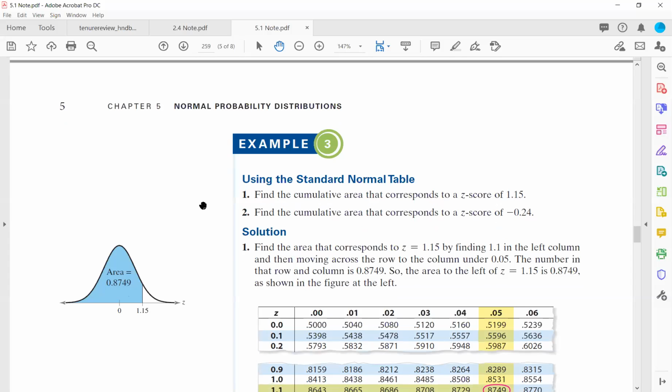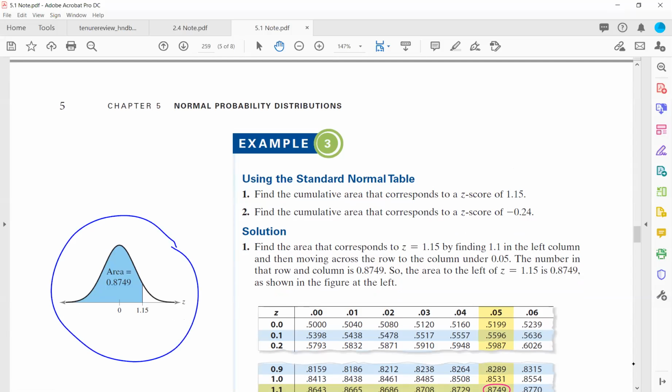Well, on page 5, we have the following information. The question says, find the cumulative area that corresponds to the z-score of z equals 1.15. So we look at the graph of the standard normal distribution, this graph on the left-hand side. We find z equals 1.15. So this is my z.